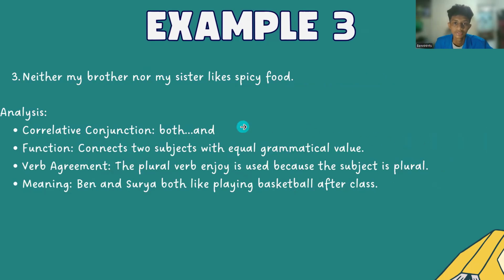For the third example, neither my brother nor my sister like spicy food. For the analysis, correlative conjunction, both and, function connects two subjects with equal grammatical value. Verb agreement is the plural verb enjoy is used because the subject is plural. And the meaning is Ben and Surya both. Wait, what? No, no, no, salah, salah, salah.